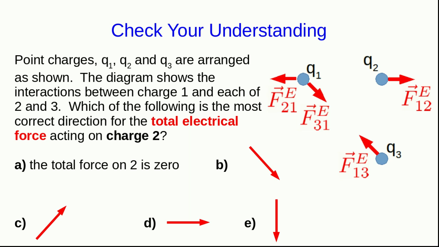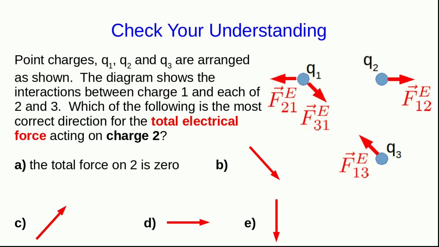Before I go on and work some more complicated examples, you should check that you know how to think through the directions of electrical forces on charges. So here are 3 charges, 1, 2, and 3. And what's shown in the diagram are the interactions between charge 1 and the other 2 charges. And we're going to figure out what the direction of the total electrical force acting on charge 2 is.